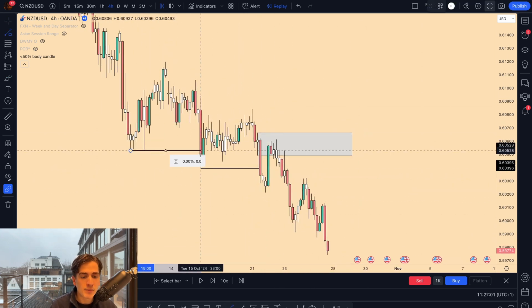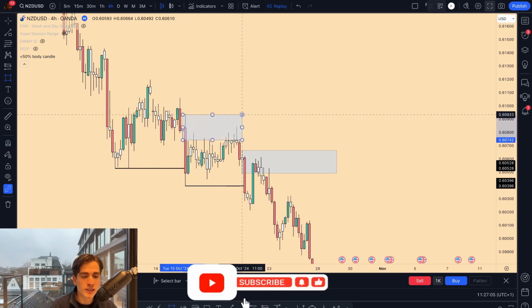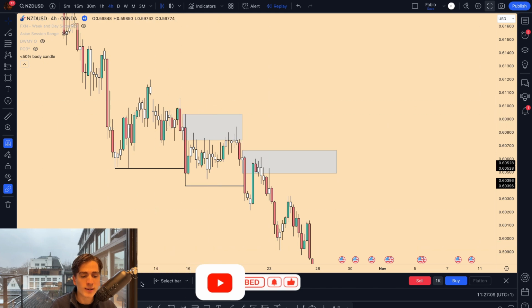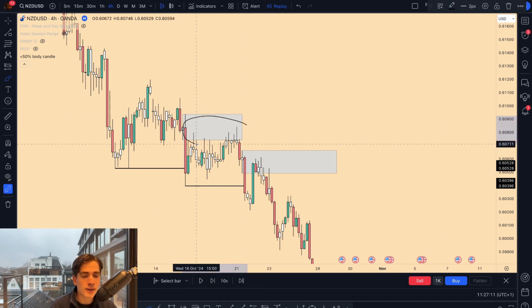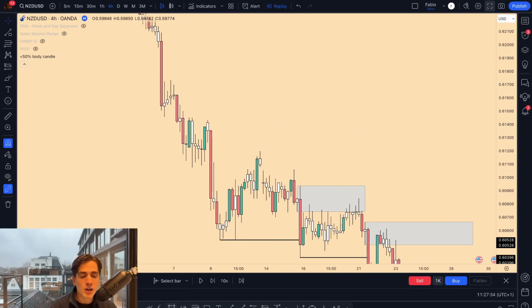Here as well, we see a break of structure towards the downside. What you want to do is get that 50% body candle which is closest to the break of structure. Draw that from wick to wick, and what you see happening is that the market comes back in towards that zone and then once again pushes down lower. And what is extremely interesting is that it happens time and time again.